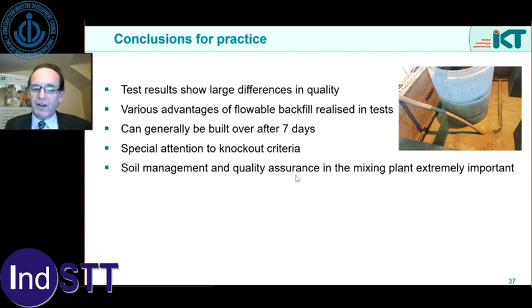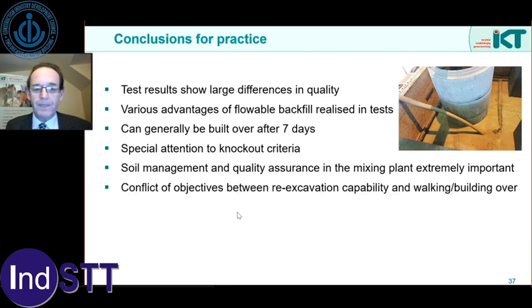And it was realized that a lot of the issues that were discovered, the one that wouldn't excavate and the one that had various issues to do with its recyclability, were down to the management or the quality assurance of the mixing plant and the materials that were used. So that is something which is normally out of your control, and you've got to rely on good QA by the supplier. There is a real conflict, if you like, between re-excavatability and being able to walk over or build over quickly. So that is down to the formulation, the mixing, and that needs to be carefully taken into account.